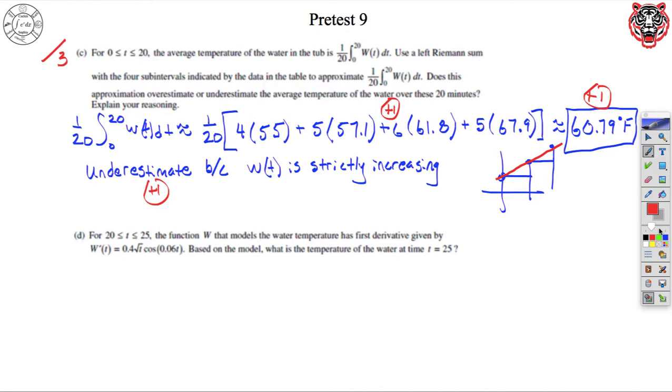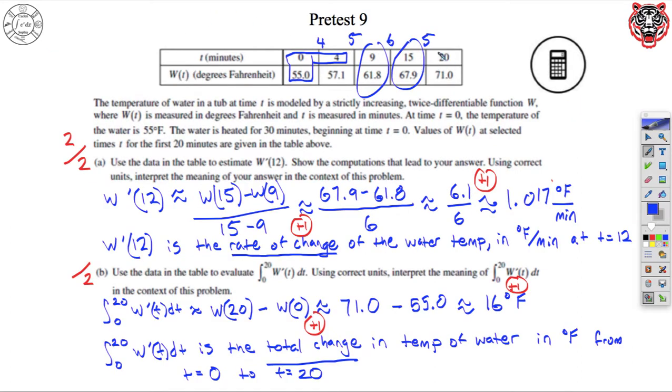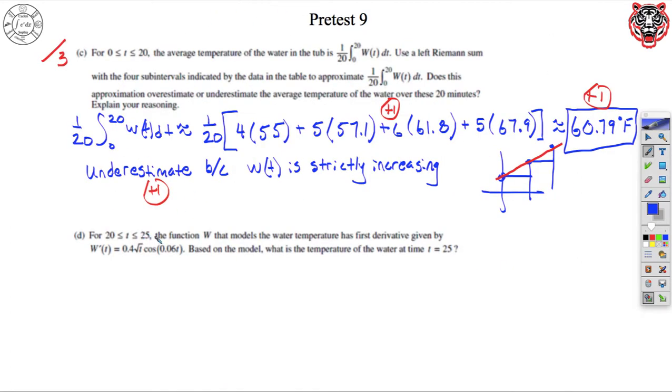All right, and then finally, part D. So now we're going beyond that 20. On the table, we only went up to 20, and now we're going beyond that to 25. So now we have a function. This is the rate of change, W prime now, instead of W, and it's given by this function. Based on that model, what is the temperature at time equals 25?